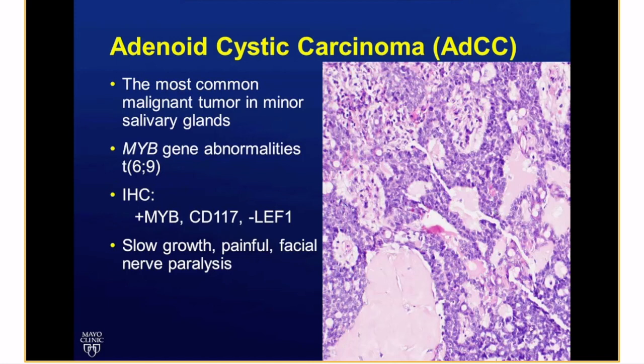So adenoid cystic carcinoma is the most common malignancy in the minor salivary glands. Most of them have MYB gene abnormalities by FISH, and on immunostains you can have strong and diffuse staining with MYB, but MYB can be faintly positive also in other basaloid lesions. You tend to have also very strong staining with CD117, and LEF1 is usually negative. And this lesion usually has a slow growth and is painful and can have facial nerve paralysis.